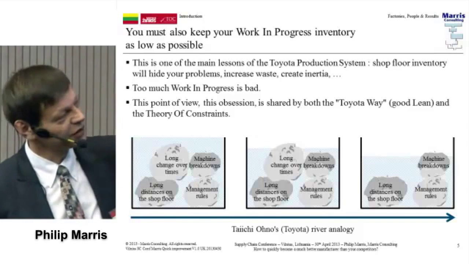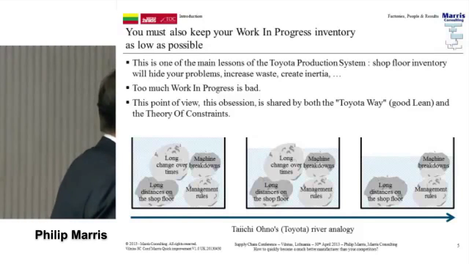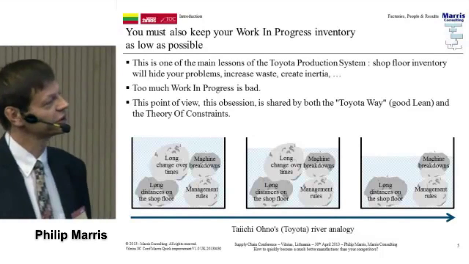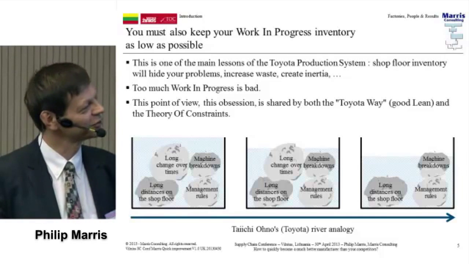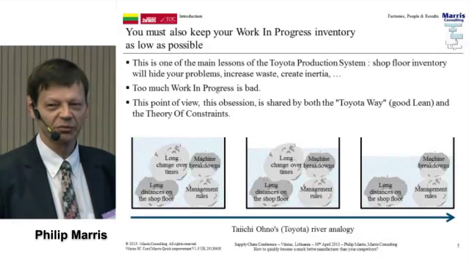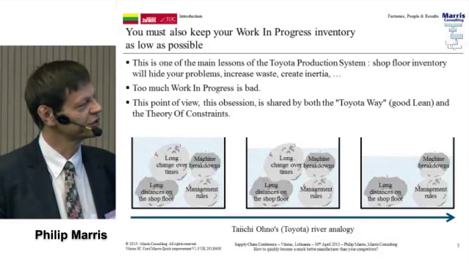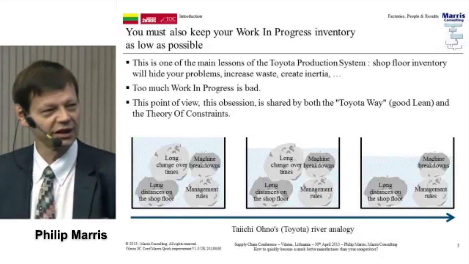Now, why do they do that? If I use Taiichi Ohno's analogy, the most famous is the river analogy. Sorry, I'm an engineer, so it's a very non-artistic river. If we imagine one's factory as a river in which there are rocks that represent problems, like long changeover times or machine breakdowns, and the water flowing through the river are your products, okay?